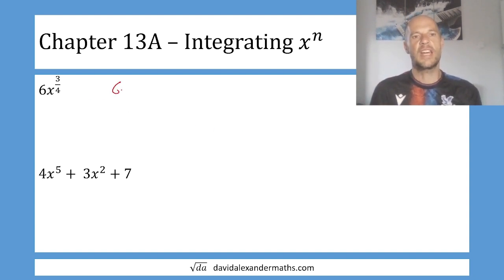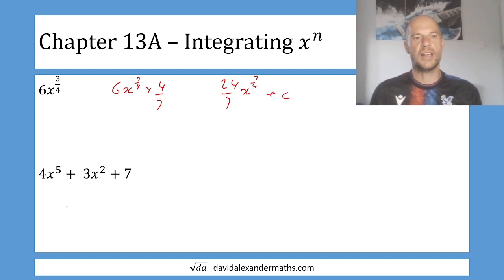So we're going to increase the power by 1. 1 is 4/4. 3/4 plus 4/4 is 7/4. And we are going to divide by 7/4, which is the same as multiplying by 4/7. So that is going to be 24 over 7, x to the power of 7 over 4 plus c.